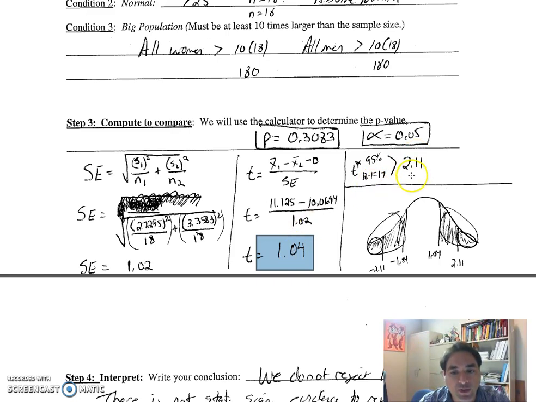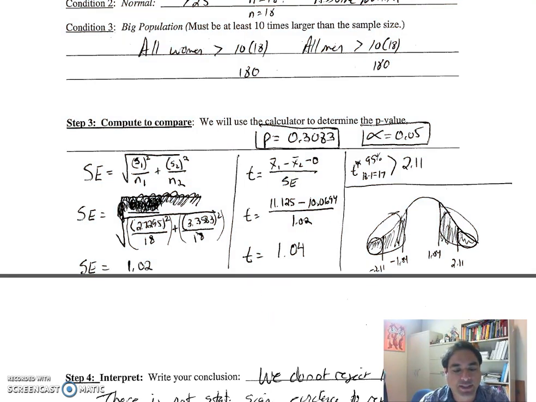Picture-wise, if we compare the critical values, 1.04 would be here, but we're doing not equal to, so we have to have a negative 1.04 shaded on both sides. That will be our p-value. 2.11 would be to the right and to the left of the t's, and that could be a picture of our alphas. Notice our p-value, the area, is much larger than our alpha. But we can find the p-value in the calculator.